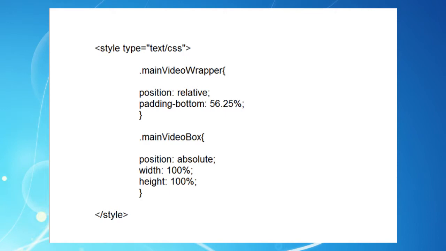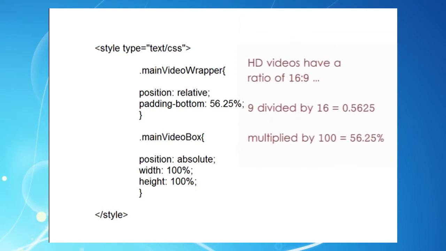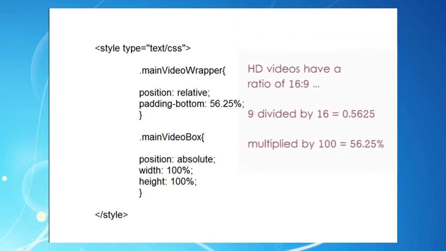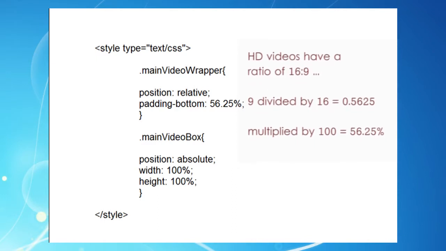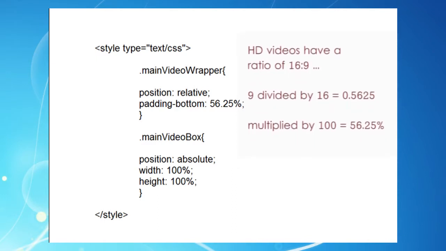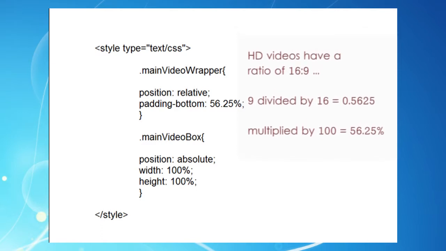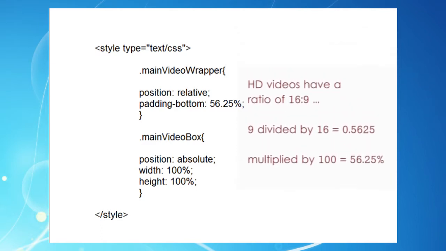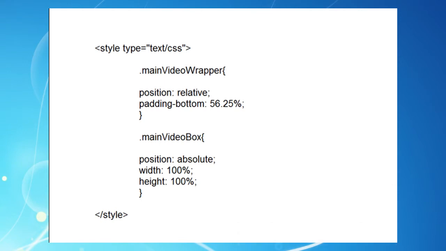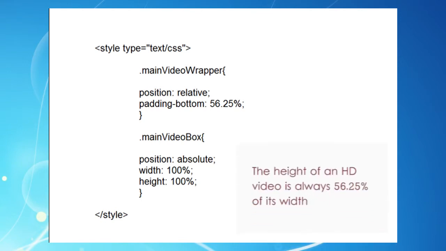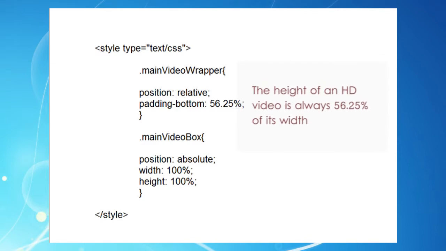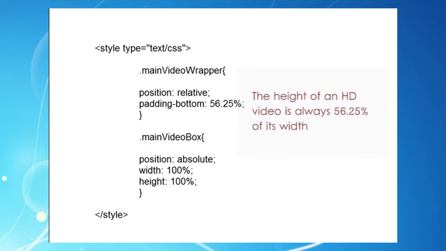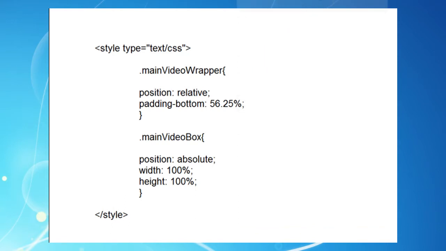And why 56.25%? Well, as you probably know, an HD video has a ratio of 16 to 9. Divide 9 by 16 and you get 0.5625. Multiply that by 100 and you've got 56.25%. Okay, so what? Well, it means that the height of an HD video is always 56.25% of its width. Alright, well what about the padding bottom? Well, that's a bit trickier, but let's have a go.